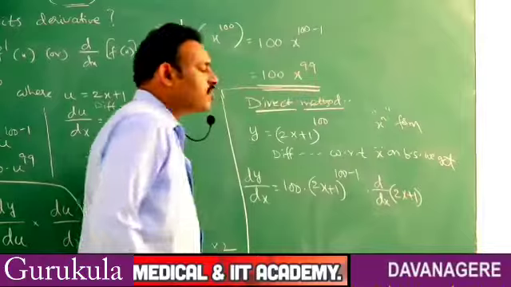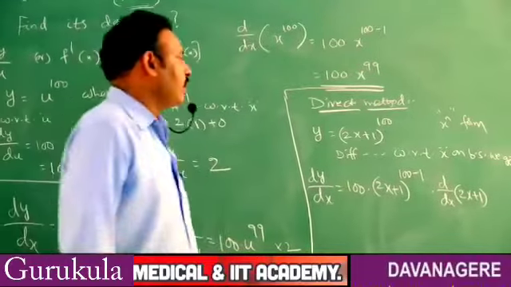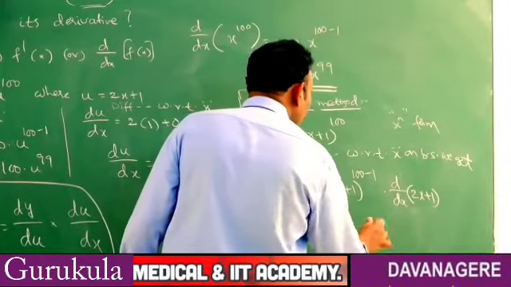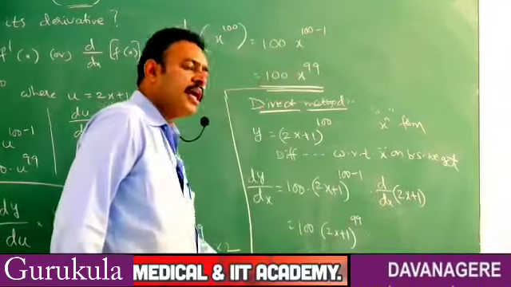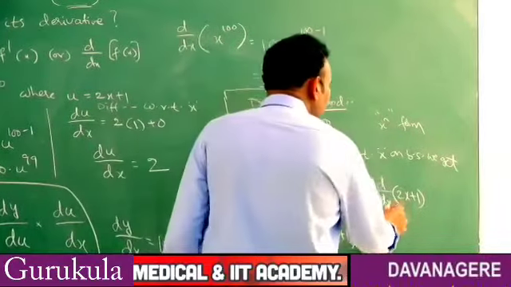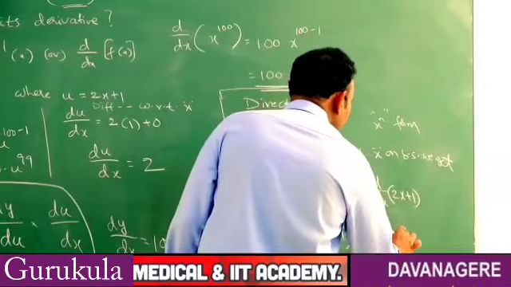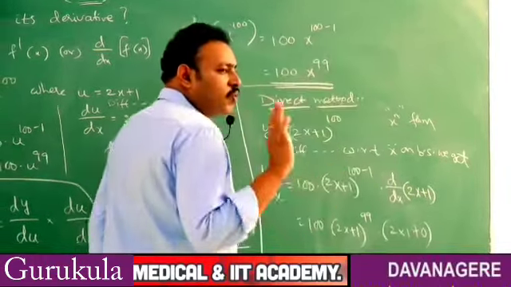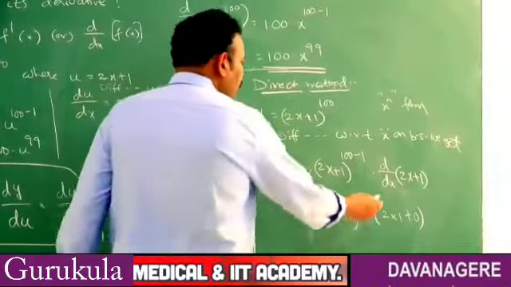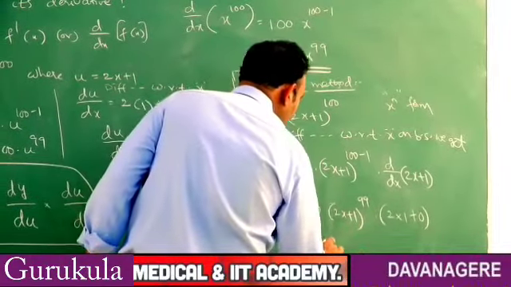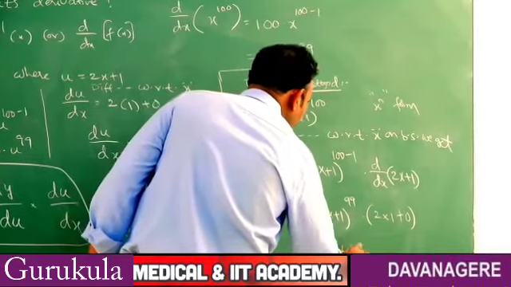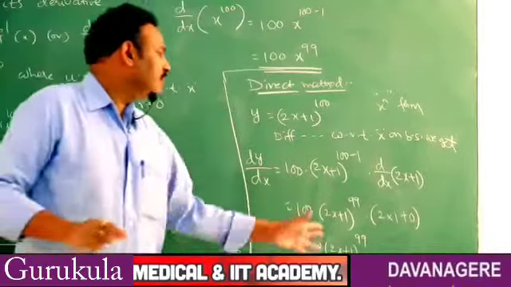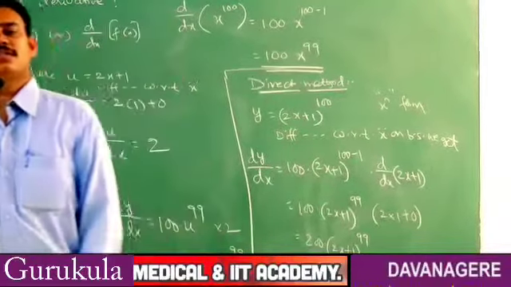So d by dx of 2x plus 1 we can write. Now 100 into (2x plus 1) whole to the power of 99, students, into d by dx of (2x plus 1). The derivative of 2x is 2 into 1, plus 1's derivative is 0, because the derivative of a constant is 0. Now it is 2 into 100, 200 into (2x plus 1) whole to the power of 99, students. This is the direct method, students.